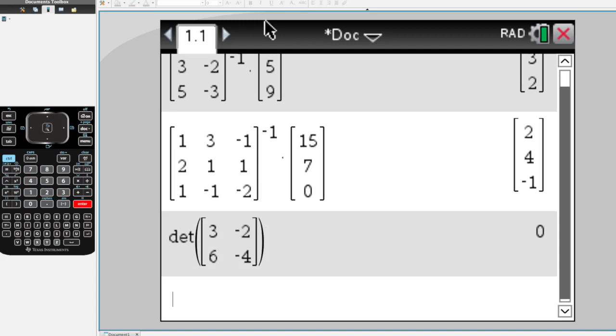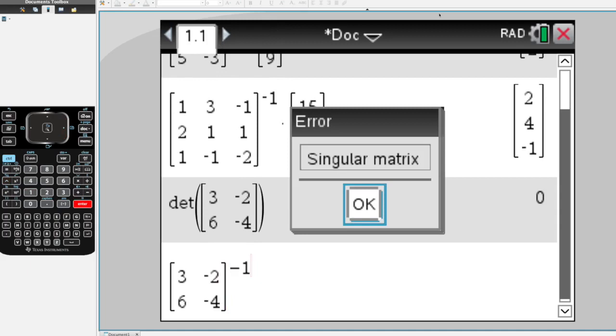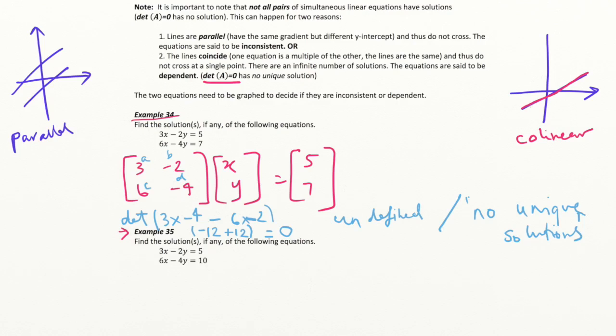If I were to find the inverse of that matrix, that's the power of -1. See how it says singular matrix, it doesn't work, which means that the determinant is 0, there is no inverse that exists. Alrighty, so try example 35, we'll go through that one in class.